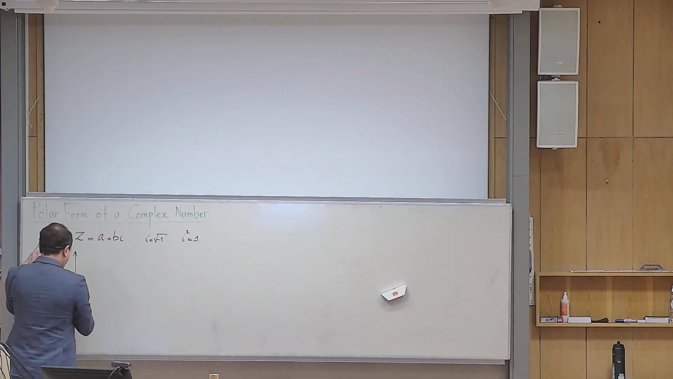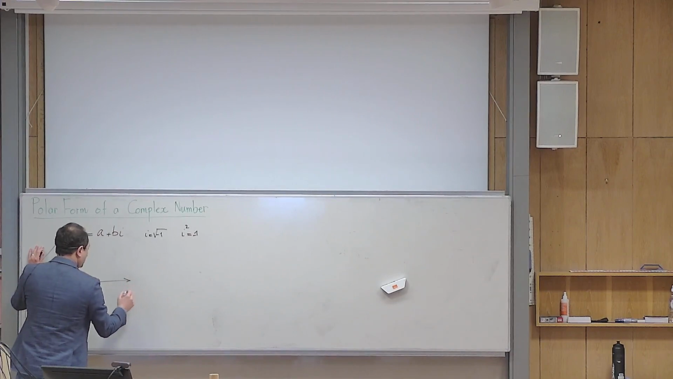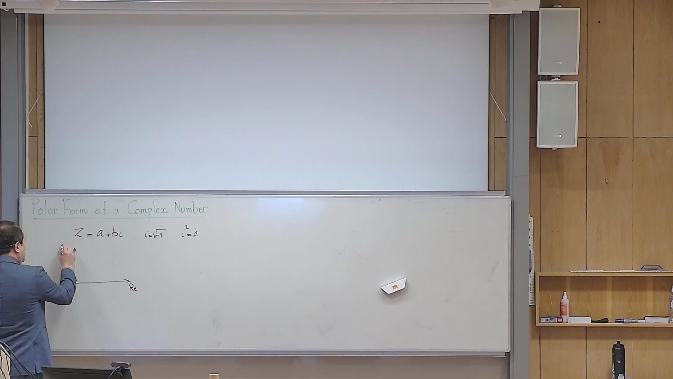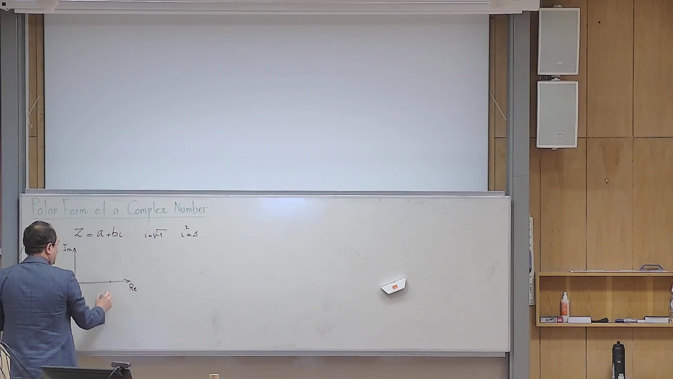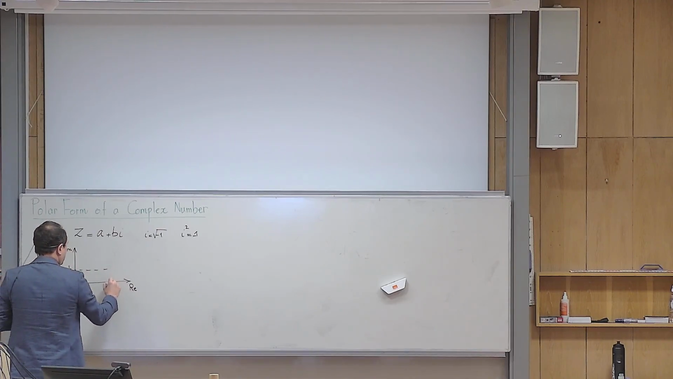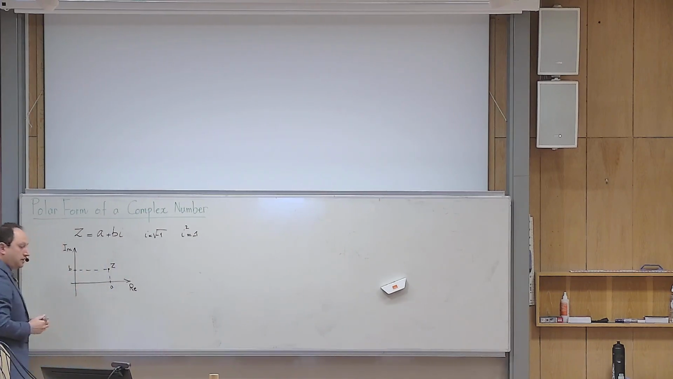The complex plane is essentially the same as the coordinate system, but the horizontal axis is called the real axis, and the vertical axis is called the imaginary axis. And then I can represent every complex number by a point on the complex plane. For example, if this is a and this is b, then this point represents the complex number z that you see there.